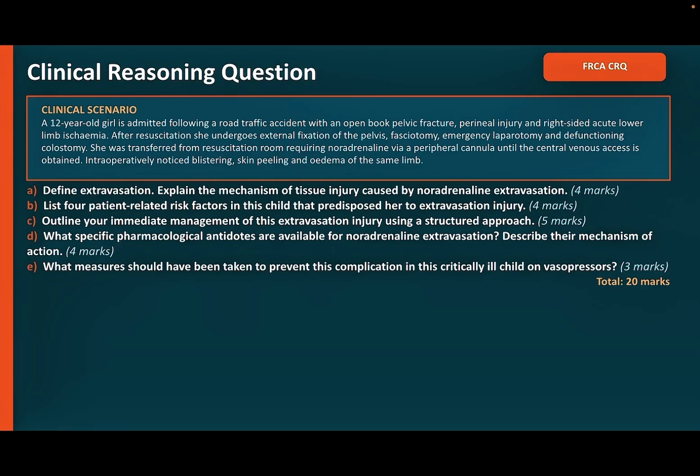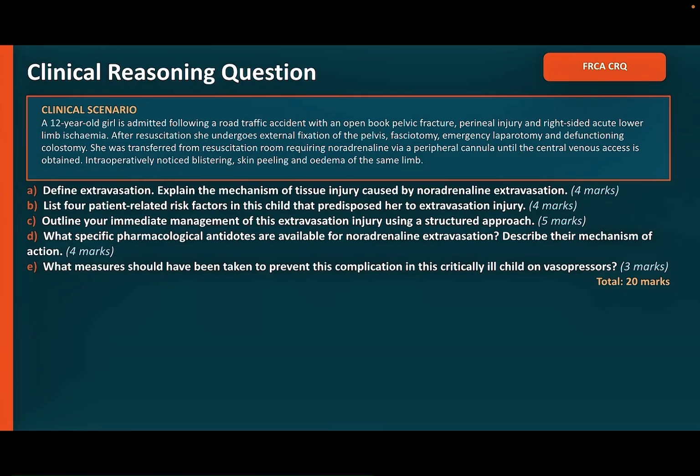So the first question: define extravasation, and explain the mechanism of tissue injury during noradrenaline extravasation. List 4 patient-related factors of this child that predisposed her to extravasation injury. Outline your immediate management in a structured approach. What are the specific pharmacological antidotes available for noradrenaline extravasation, and describe their mechanism of action. What measures should have been taken to prevent this complication in this child?